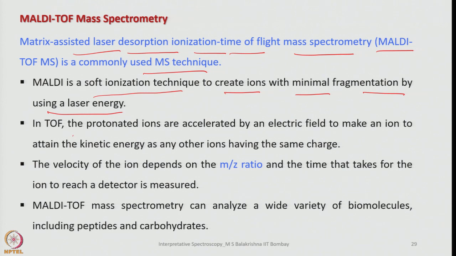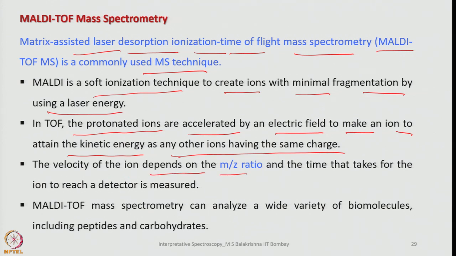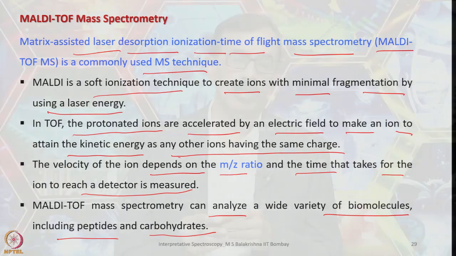And in TOF, the protonated ions are accelerated by an electric field to attain the same kinetic energy as any other ions having the same charge. The velocity of the ion depends on the m/z ratio and the time it takes for the ion to reach the detector, where it is measured. So MALDI-TOF mass spectrometry can analyze a wide variety of biomolecules, including peptides and carbohydrates. That means the advantage with this one is you can go for higher molecular weight complex molecules such as peptides and carbohydrates.